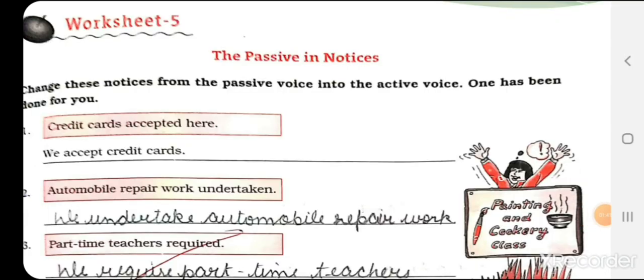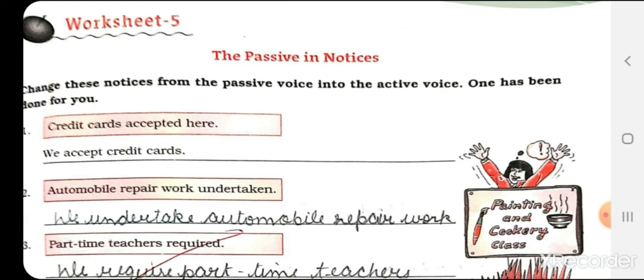The passive in notices. Change these notices from the passive voice into the active voice. Okay, from the passive voice into the active voice, and one has been done for you. Credit cards accepted here. So now how can we frame, students, the sentence in active voice? Subject, we can assume ourselves, like "we", then main verb "accept": we accept credit cards. Subject, verb, object. Okay, we accept credit cards.